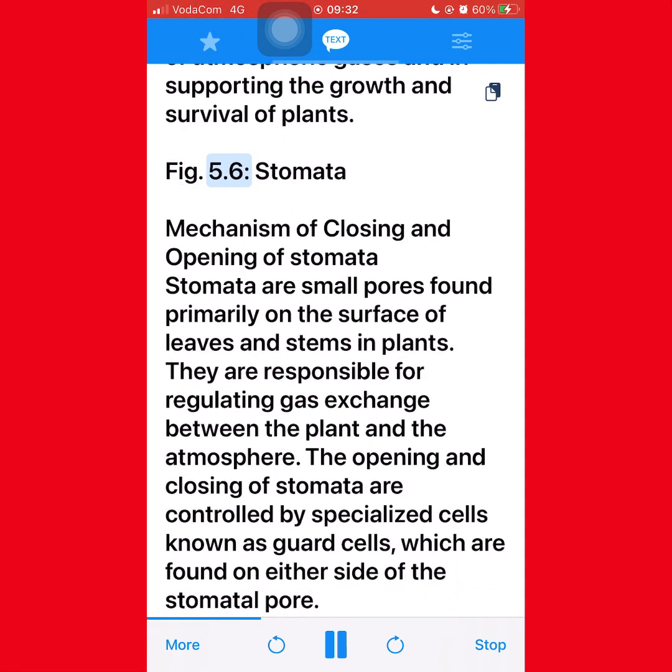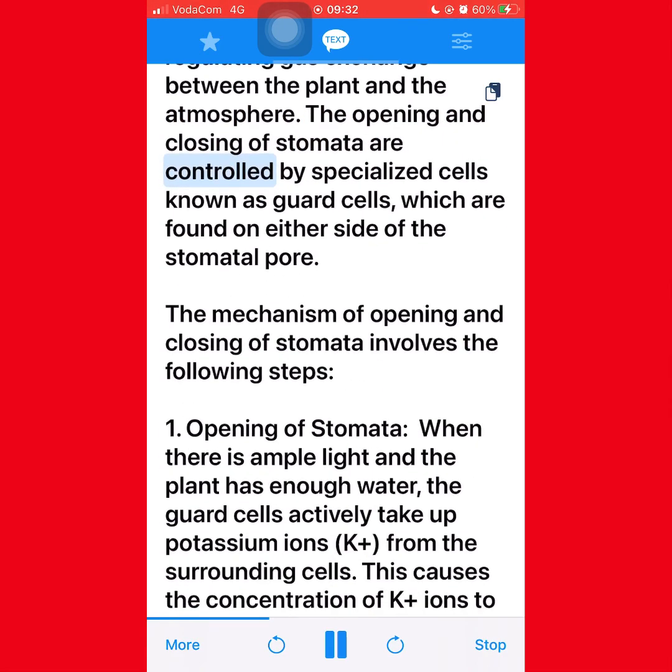Fig. 5.6. Stomata. Mechanism of closing and opening of stomata. Stomata are small pores found primarily on the surface of leaves and stems in plants. They are responsible for regulating gas exchange between the plant and the atmosphere. The opening and closing of stomata are controlled by specialized cells known as guard cells, which are found on either side of the stomatal pore.